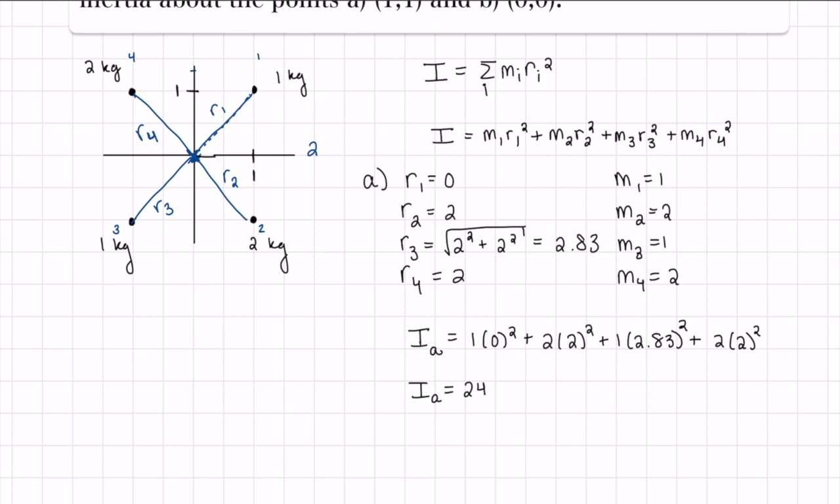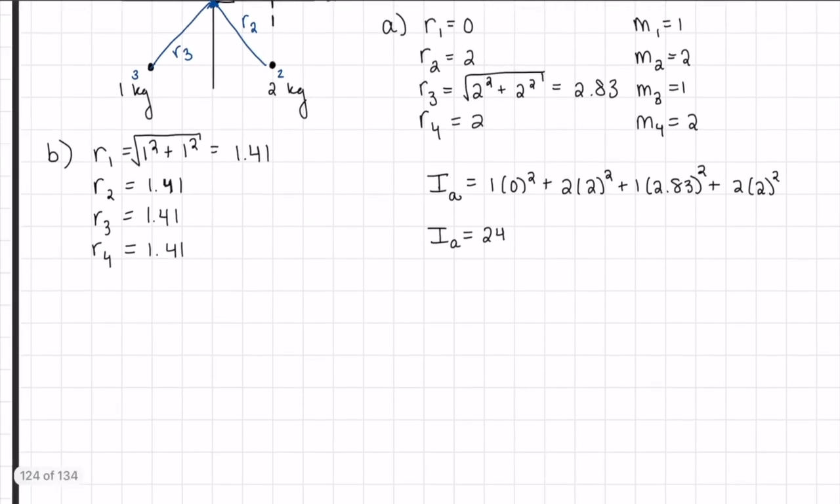So I'll go down here and just solve for the first one. R1 is going to be the square root of 1 squared plus 1 squared, again just using that Pythagorean theorem, and I get 1.41. And then R2 is also going to be equal to that, as is R3 and R4. Our masses are the same.